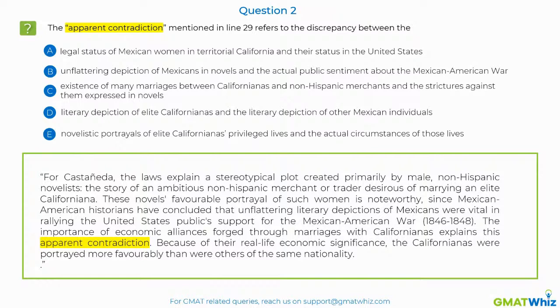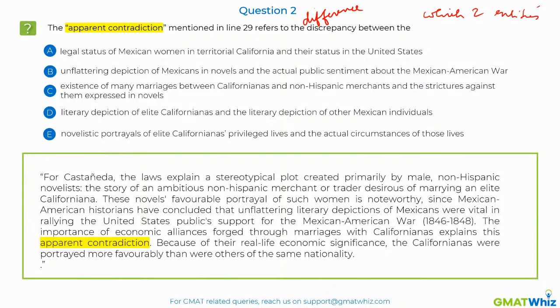Okay, so let me discuss this question quickly with you guys. The question is the apparent contradiction mentioned in the particular line. It refers to a discrepancy, which means the difference between. So I've got to identify the differences between which two entities, right? Which two entities?